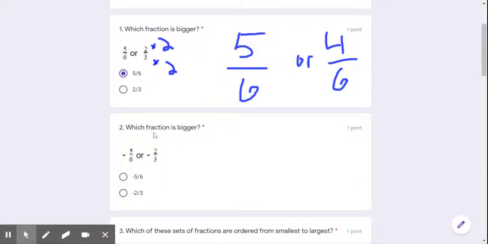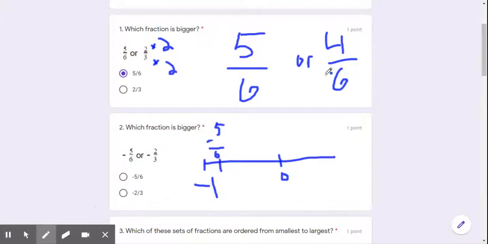Now if we look at this one, it says which fraction is bigger, -5/6 or 2/3? For this one, I'm going to put it on a number line so it's a little easier to compare. So -5/6 is going to be over here. And then remember that 2/3 is the same as 4/6, so -2/3 is just going to be -4/6, which is going to be here.